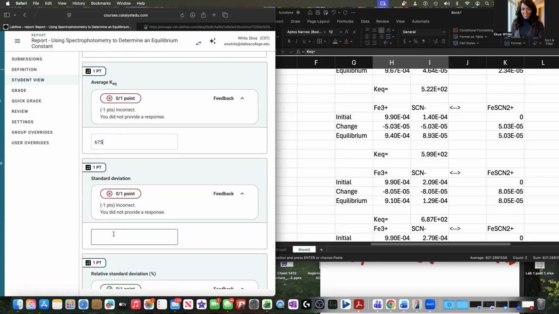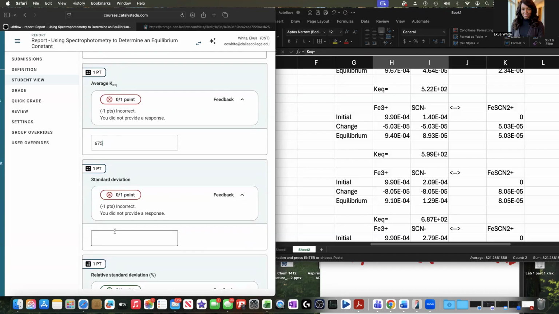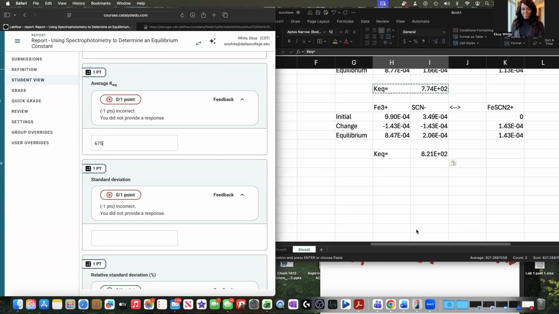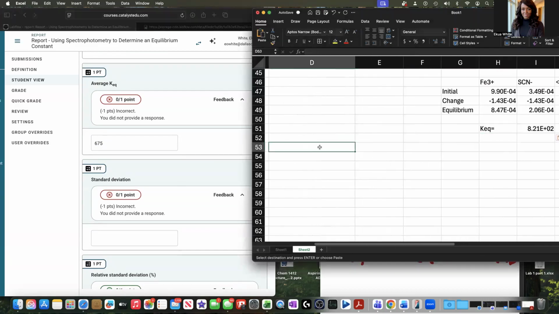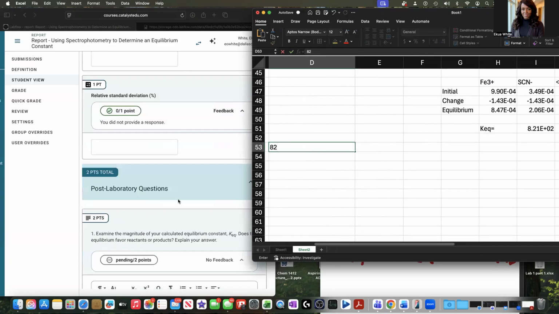Standard deviation. How do I figure standard deviation? Oh, standard deviation. Man, they are doing us wrong. The standard deviation, our number is 82 for each one?